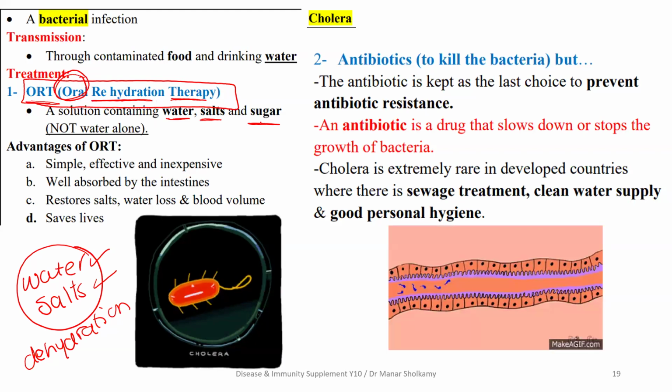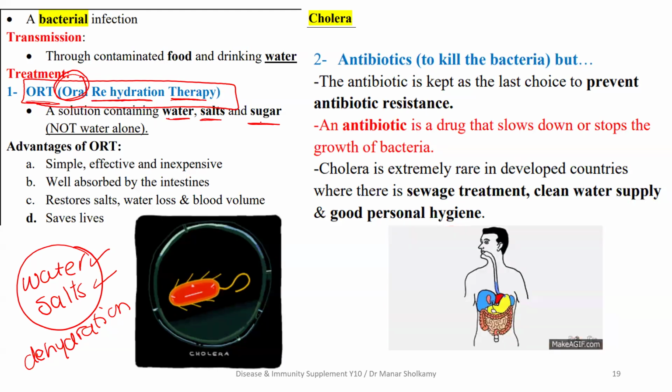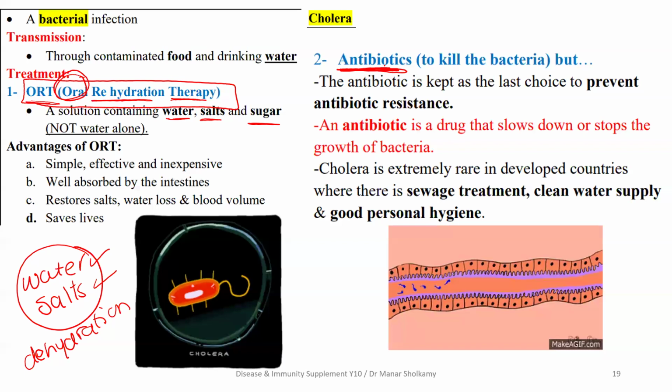And because this is a bacterial infection, with the oral rehydration therapy, how can we treat the cholera? Using a what? Antibiotic. Okay? But of course, when we use antibiotics, we always have to be careful and leave it as the last resort, because the antibiotic can develop what?